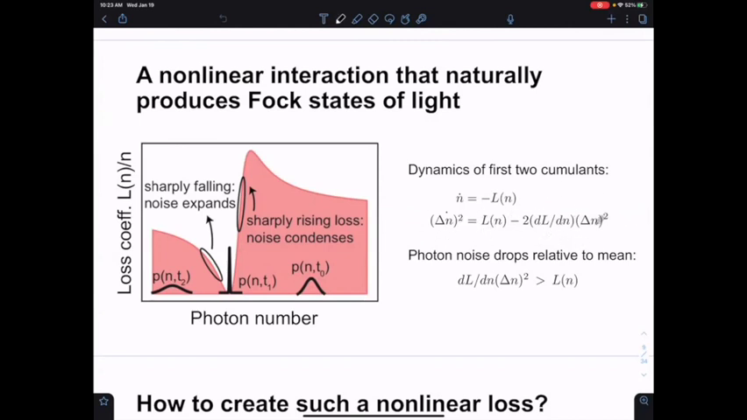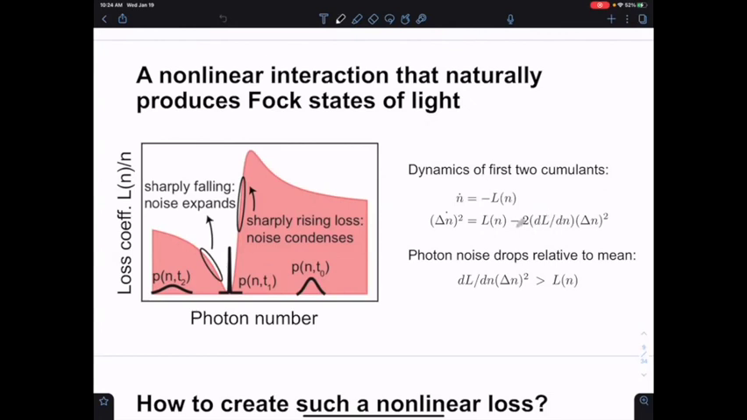One is a decaying contribution, proportional to delta n squared. So you might imagine, well, if I have a Poisson distribution and it decays into another Poisson distribution of fewer photons, the variance has to decrease. So this negative term is responsible for that. And dL/dn would just be kappa, a constant temporal loss coefficient, for the linear loss case.